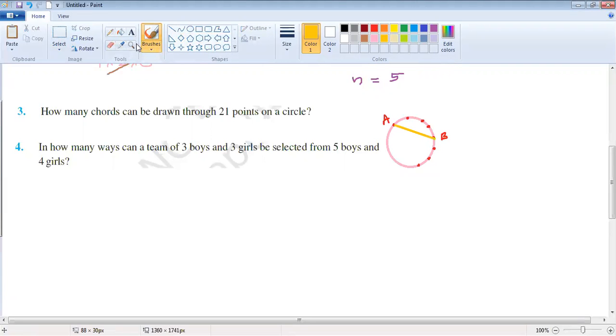So for drawing a chord, you have to select 2 points from the given 21 points. Now the next question is whether it is permutation or combination. If you select the point A or B, or B and A, the chord will be the same. So the order is not important. That means the number of chords is equal to 21C2.